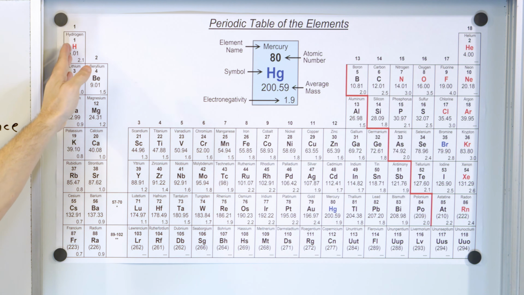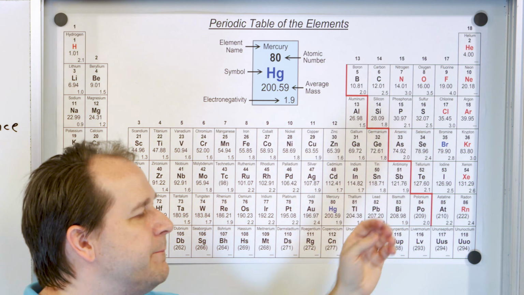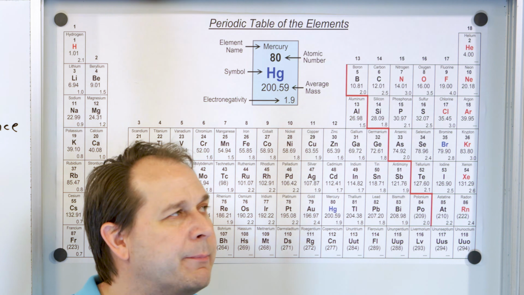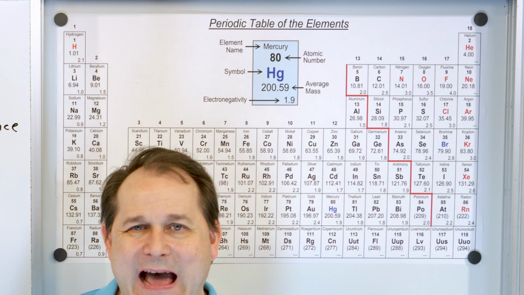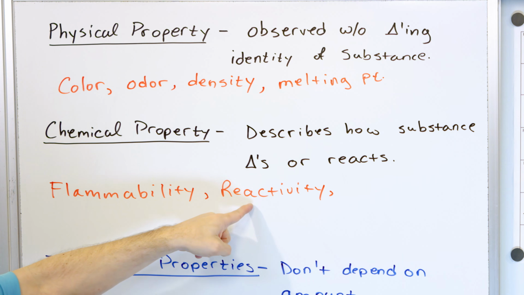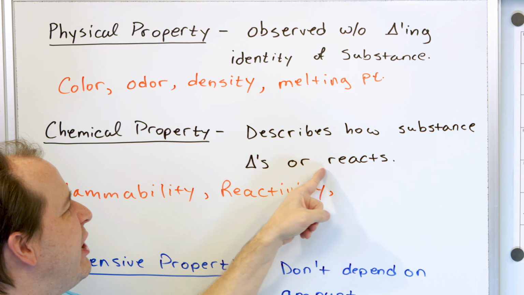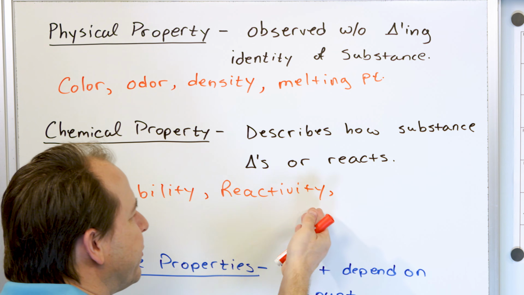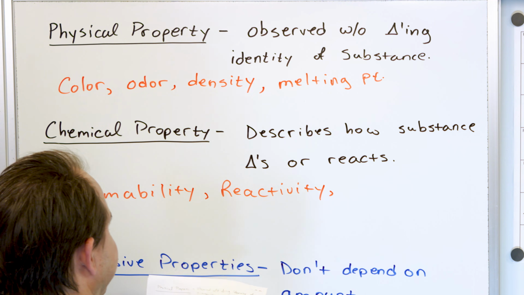But on this side of the table, you have extremely reactive things, and you have all manner of reactivity all the way through the table. But the only way I can measure the reactivity of something is to allow it to react. I have to allow these things to react with something in order to see if they're reactive or not. And so reactivity is a chemical property because it's basically describing when a chemical changes or reacts. There's really no way to measure reactivity without allowing it to react, which means to undergo some sort of chemical change.